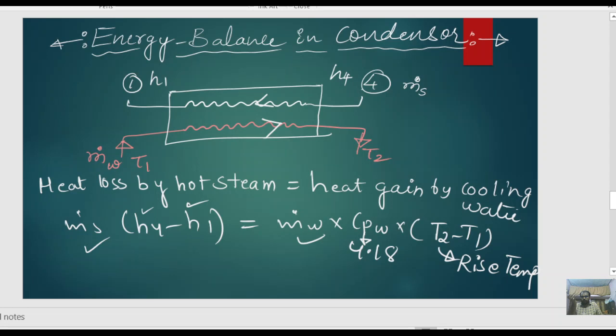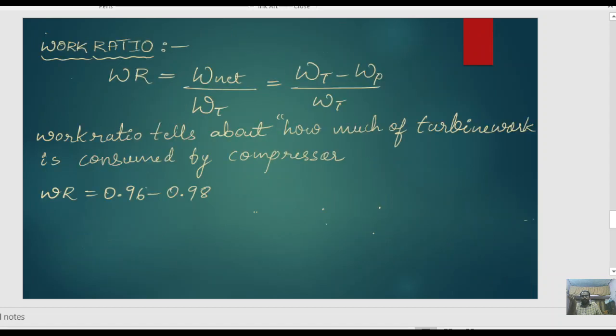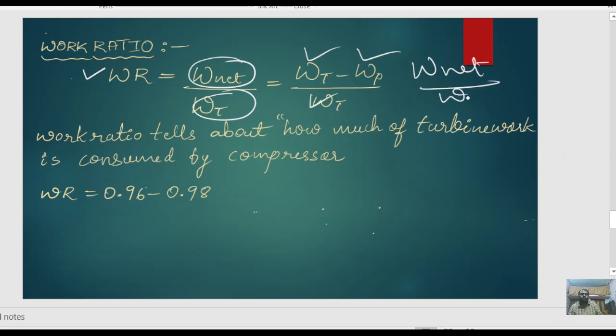After this, the next concept is the work ratio. This is a very important concept. In some problems they ask you to find the work ratio. The formula for work ratio is net work, that is turbine work minus pump work, divided by turbine work. Net work divided by turbine work, which is positive work. Work ratio tells how much of the turbine work is consumed by the compressor. Compressor means, here in the vapour cycle, we use the pump.